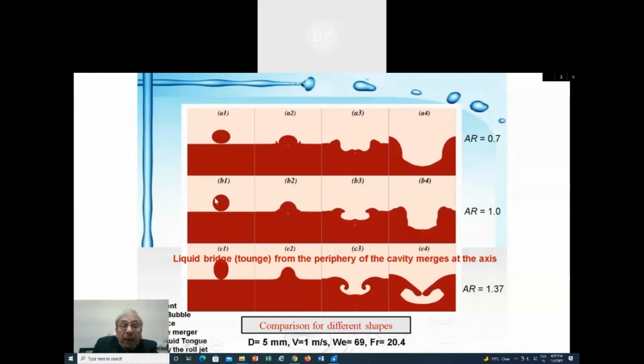For a perfectly spherical drop also, lamella forms, and finally the crater may not close. Here the aspect ratio is 1. It is a circular or spherical drop. And finally, we used a prolate-shaped drop, with the aspect ratio 1.37, that means this axis by this axis is 1.37, the shape is prolate, and we can see formation of a roll jet. And finally, this roll jet induces a liquid bridge from all around the periphery of the cavity, and that merges at the axis and covers the entrapped air, forming a large bubble.